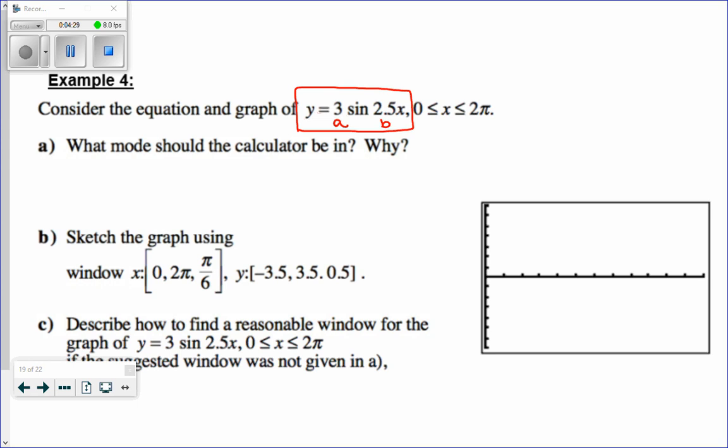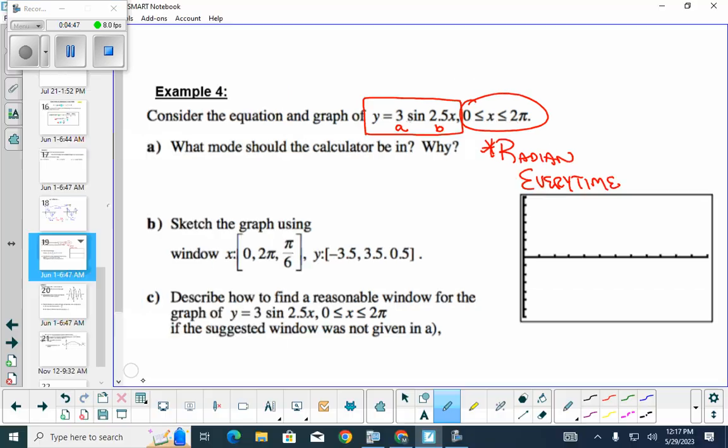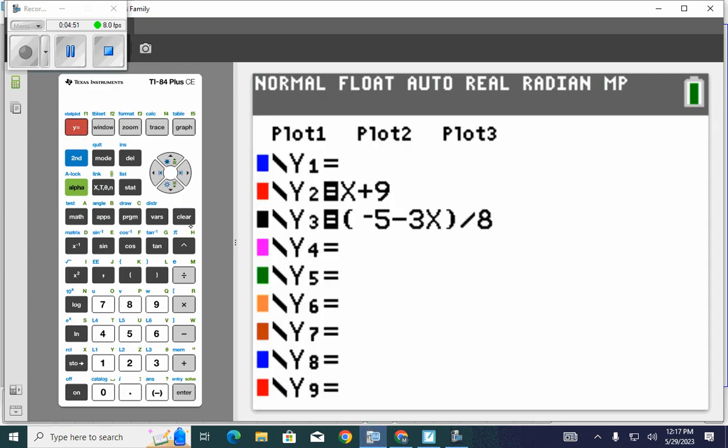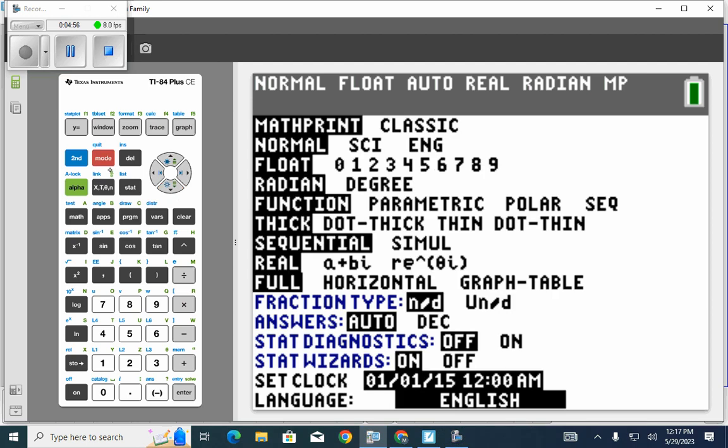So what mode should the calculator be in? Okay, so the mode is always going to be in radian mode every time. So the default in this unit is radians. Okay, so on your calculator, let me just clear all this out. I was just doing stuff with my grade 10s. So if you hit mode, you want to make sure that radian's highlighted.